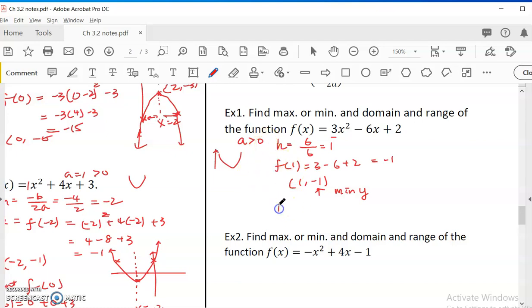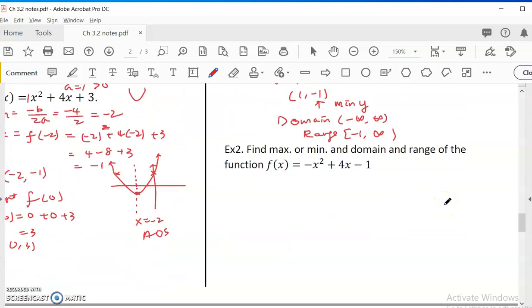So we'll say the domain is all real numbers because you can plug in anything. The range is from the lowest of -1 all the way to infinity because it's facing up.